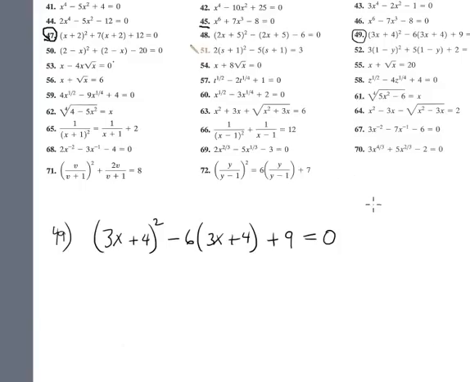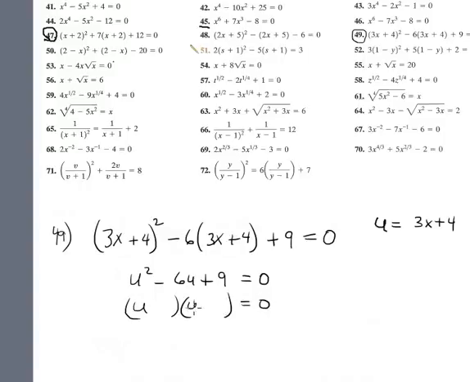Okay, again another quadratic-form equation. Define u equal 3x plus 4. This is u squared minus 6u plus 9 equal to 0. It's a perfect square trinomial. We have u minus 3 squared. The solution is only one solution, which is 3.